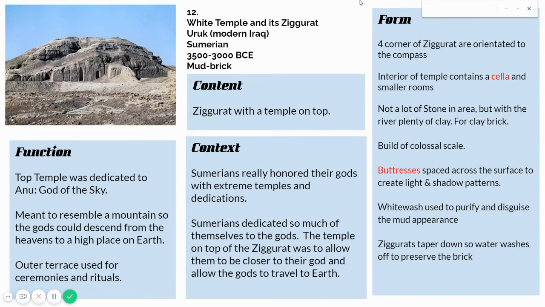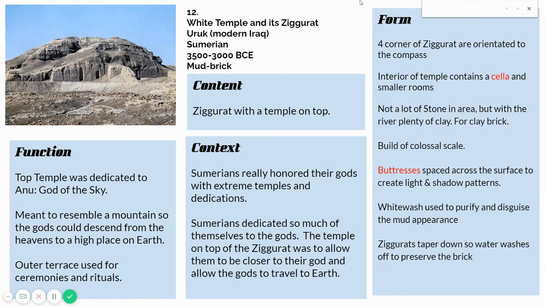In terms of content, there's not much to say. We have a ziggurat that will have a temple on top. Contextually, we know that the Sumerians really honored their gods, and they honored them with extreme temples and dedications. They dedicated so much of themselves to the gods. This really was their driving force.